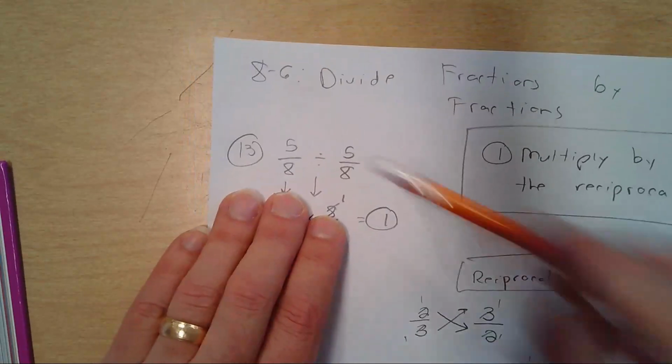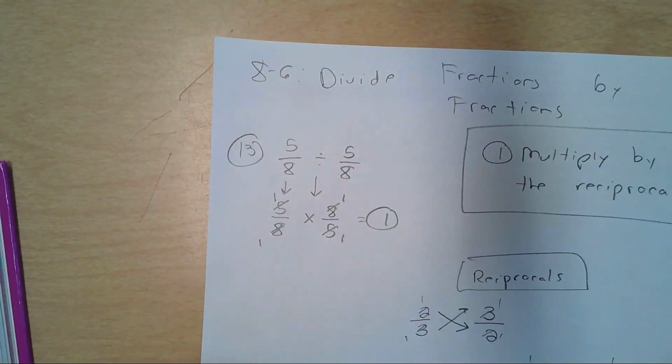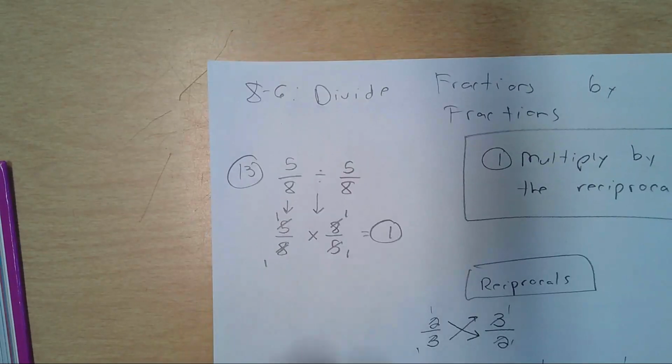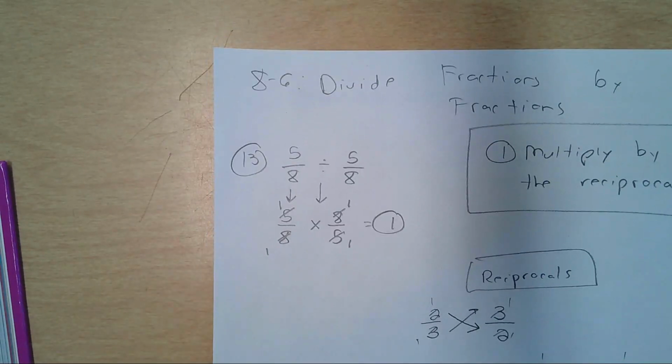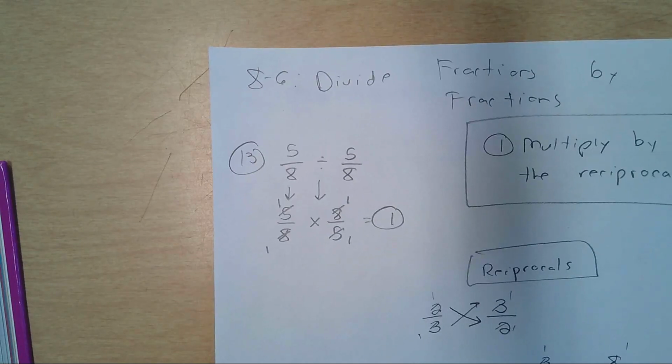And again, anything divided by itself always equals 1. 2 divided by 2 is 1. 7 divided by 7 is 1. 5/8 divided by 5/8 is 1. Anything divided by itself is 1.